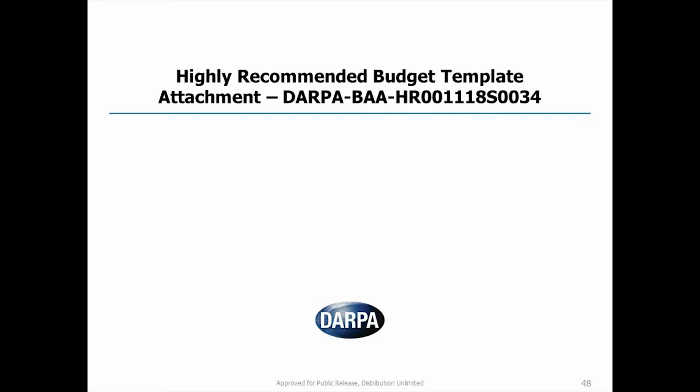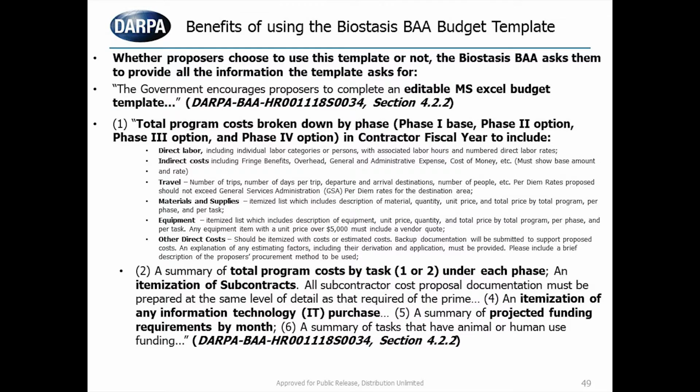So you may notice that this slide and the BAA itself lists this template as highly recommended, not required. So before I lose your attention completely, I'd like to talk about the benefits of using this template to respond to the cost proposal requirements of the Biostasis BAA. So the goal of the template is to make it easier for proposers to respond to the Biostasis BAA. In other words, this template helps you be compliant with the cost proposal requirements listed in the BAA. So you can read section 4.2.2 for more details on those requirements. But again, I'd like to emphasize that our goal here is not to make your life harder, but to make it easier and help you be compliant with the BAA.